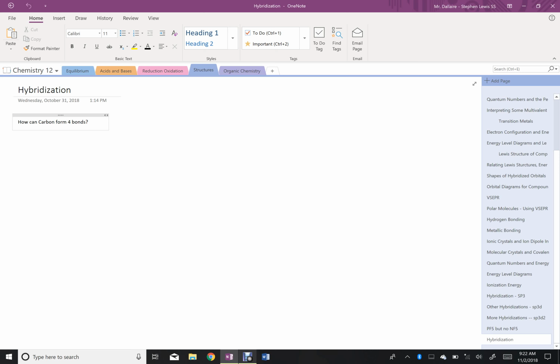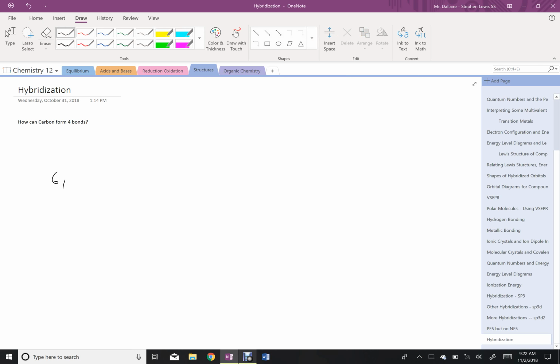To explore the idea of hybridization, I'm going to look at the question: how can carbon form 4 bonds? If we imagine carbon, it has 6 protons. And then if we do its energy level diagram for the electrons, assuming it's neutral with 6 electrons, then we have 2 1s2 electrons, 2 2s2 electrons, and 2 electrons in the 2p shells.